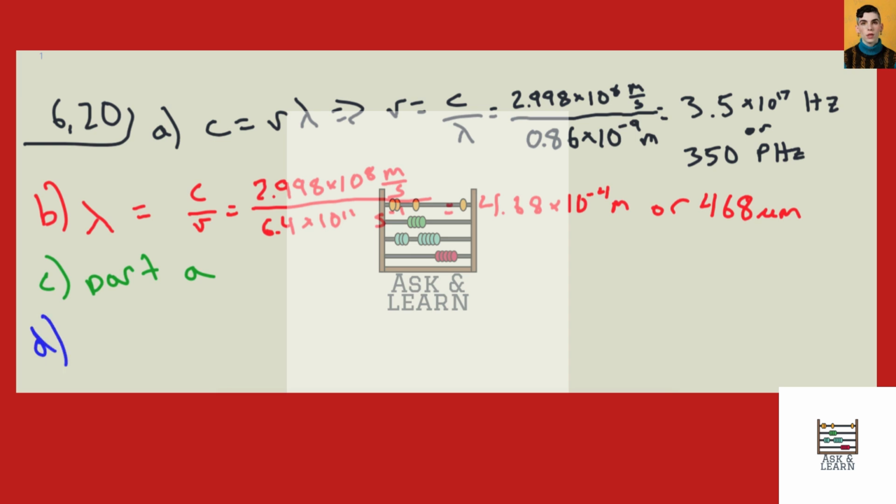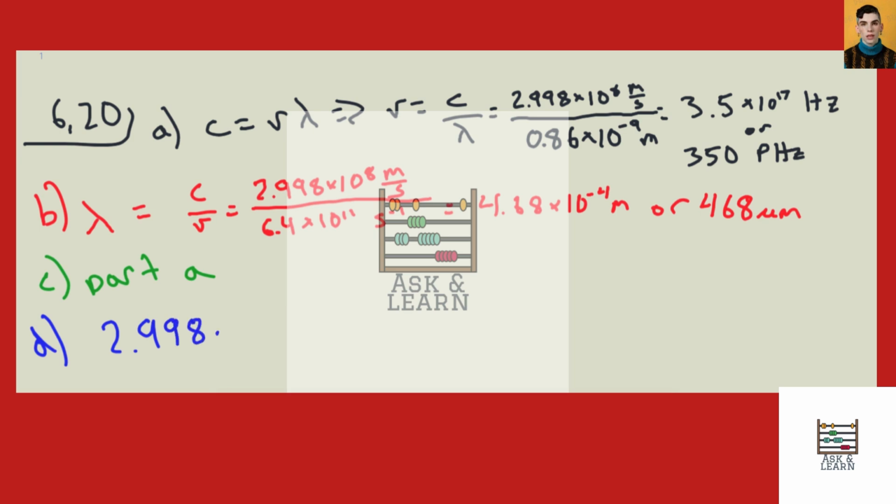Now in part D, we are asked, what distance does electromagnetic radiation travel in 0.38 picoseconds? So here, we know the speed of light, so we just need to multiply by this time to see how far the light will go.